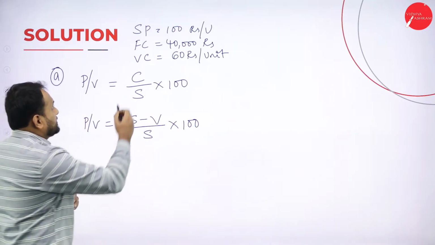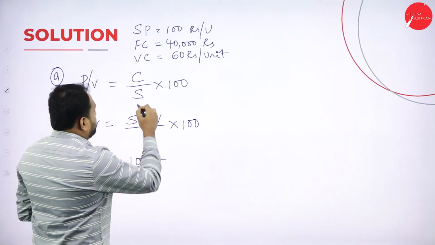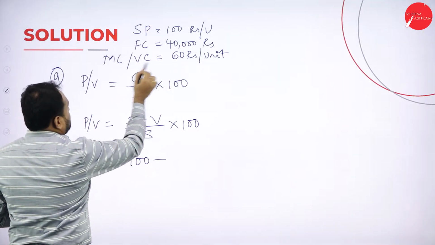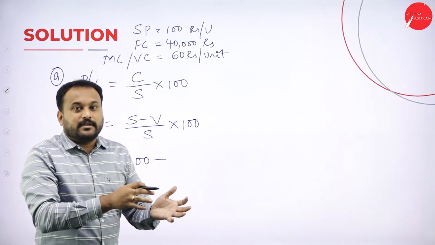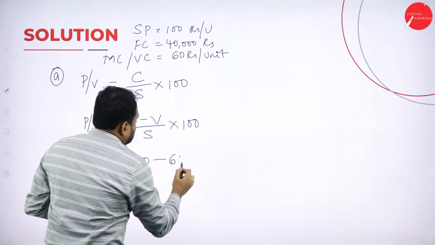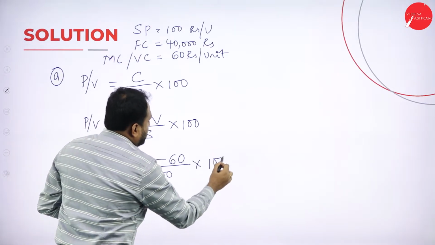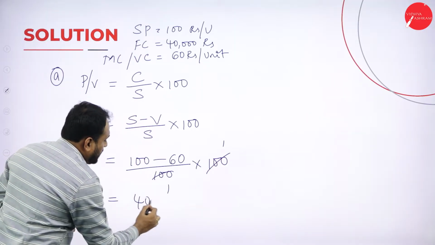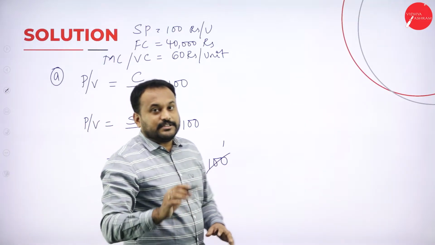Now, here what happened? Selling price is how much? 100 minus, now V in the sense variable cost. Now variable cost, they have actually said marginal cost is 60. I know that, and we all know that marginal cost is also known as variable cost. 100 minus 60 divided by 100 into 100. So this ones are, now we have how much? 40. Now it is always denoted in percentage. Please never write just 40.